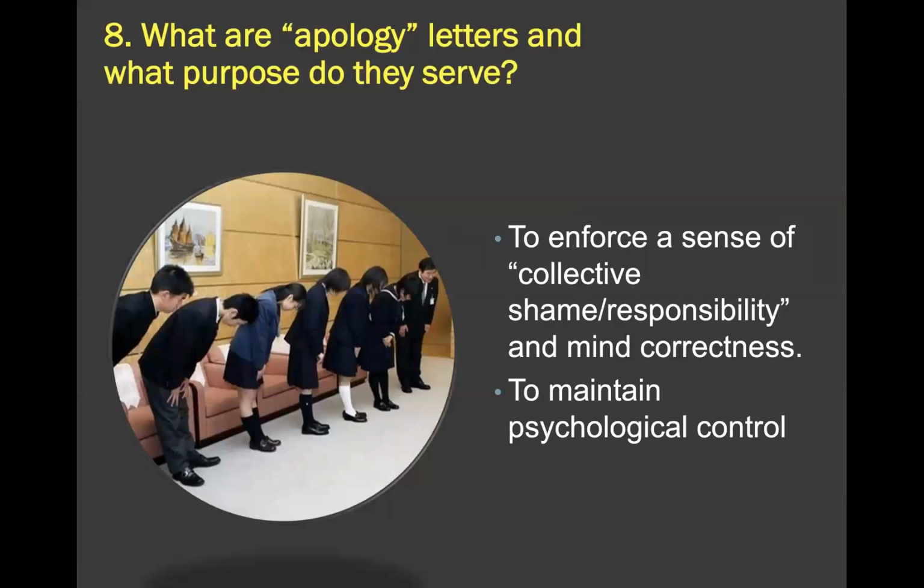Of course, with apology letters, the sense of this is that Japanese want to enforce collective shame or responsibility and mind correctness, and to maintain psychological control. So they have people who make mistakes write apology letters. I have an apology letter story, which is quite interesting.